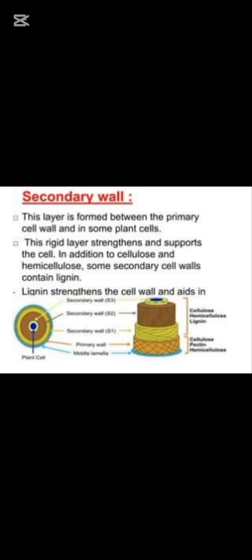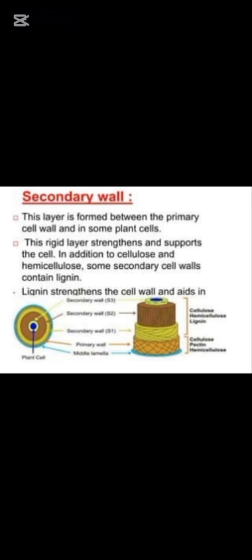That means that they are very tight and they can support and strengthen the cell, with the additional cellulose and the hemicellulose. Some secondary cell walls contain lignin. So, what is the function of lignin? Lignin strengthens the cell wall. So, you have to study about the secondary cell wall. What is the secondary cell wall?